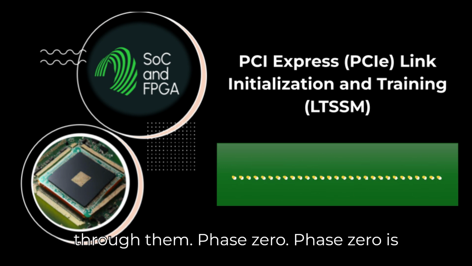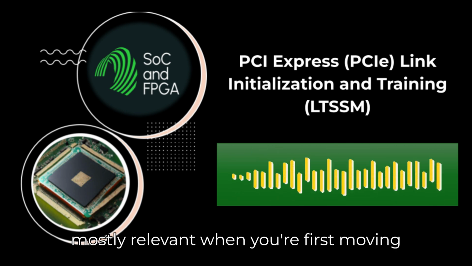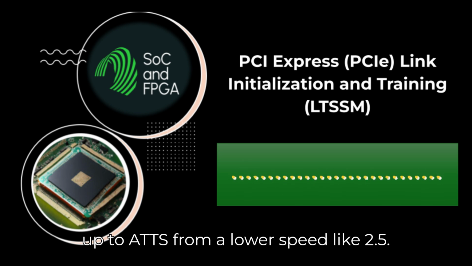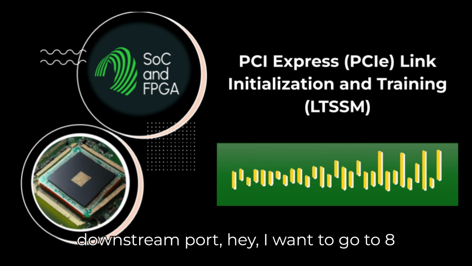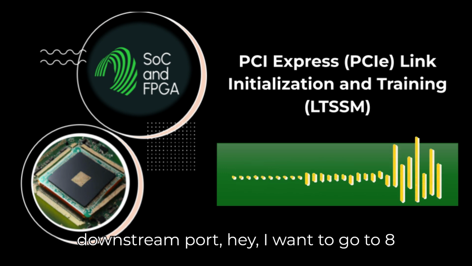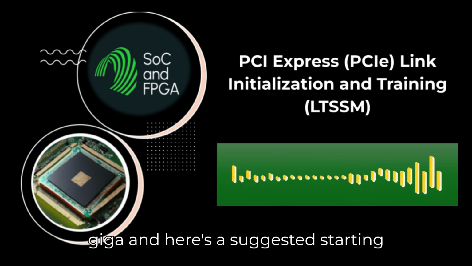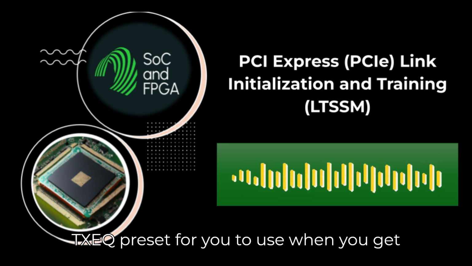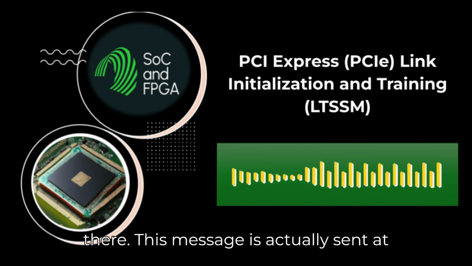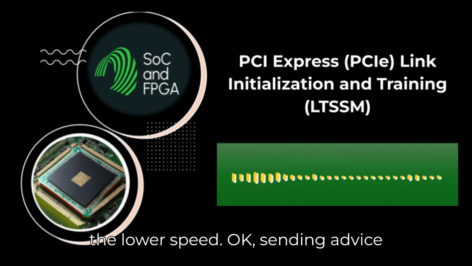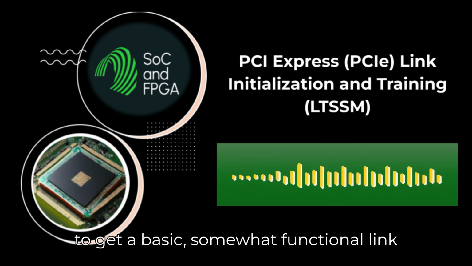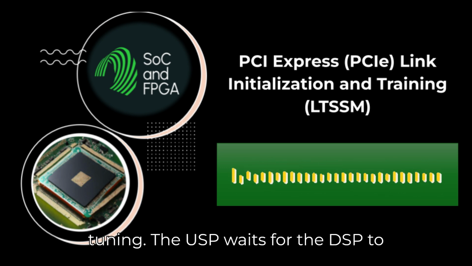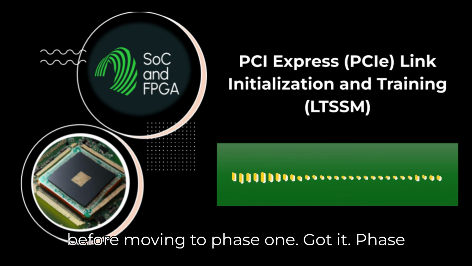Let's walk through them. Phase 0. Phase 0 is mostly relevant when you're first moving up to 8 GT/s from a lower speed like 2.5. The upstream port basically tells the downstream port, hey, I want to go to 8 giga, and here's a suggested starting TxEQ preset for you to use when you get there. This message is actually sent at the lower speed. Okay, sending advice before the jump. Yeah. The goal is just to get a basic, somewhat functional link at 8 GT/s so they can start the real tuning. The USP waits for the DSP to acknowledge it's made the speed switch before moving to phase 1.